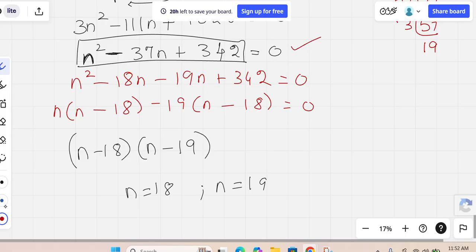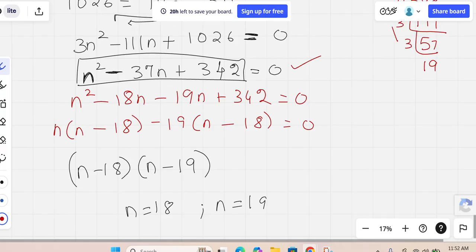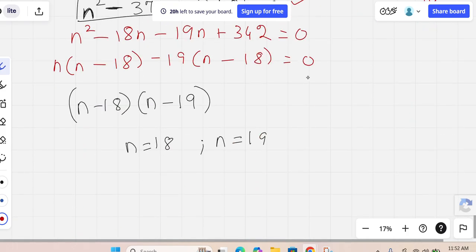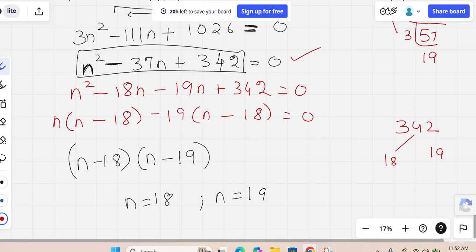What you do is there are four terms right now, right? So I got two factors of 342. What are the two factors? I got 18 into 19 is 342. Now, when I look at 18 and 19, if I add them, I will get 37. So it's negative 37, so to add, I'll have to put a negative sign before the two numbers. Correct?